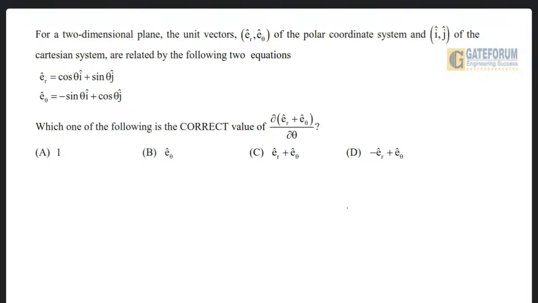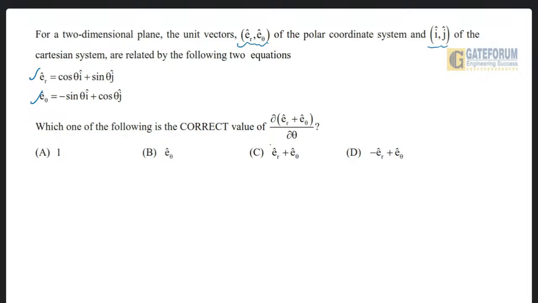This is from engineering mathematics, from the topic calculus, subtopic partial derivatives. The solution is C. These are e_r cap, e_theta cap, two vectors given in the 2D system, i and j only. This is the Cartesian system. i cap, j cap are the two unit vectors along the x-axis and y-axis respectively. Here e_r cap, e_theta cap are the unit vectors along the radial axis r and the theta axis. That is the polar system.